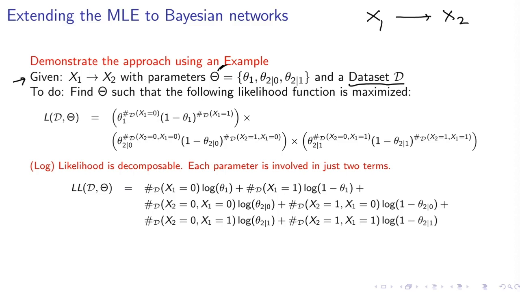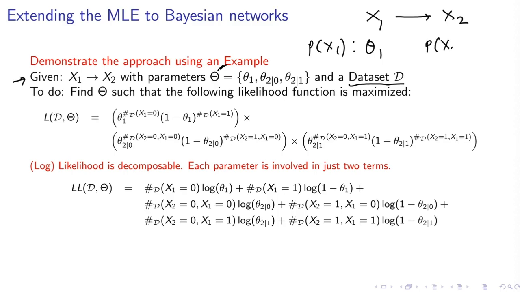So x1 has a CPT, which is P of x1, and that is associated with the parameter theta 1. Let us assume that the probability of x1 equals 0 is equal to theta 1, and the probability of x1 equals 1 will be 1 minus theta 1.